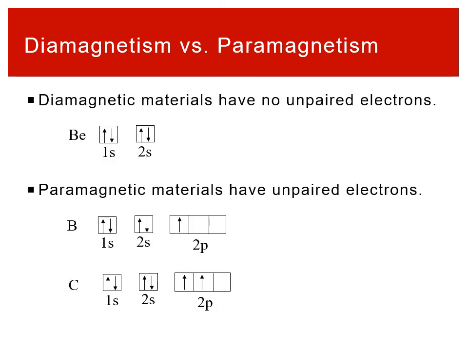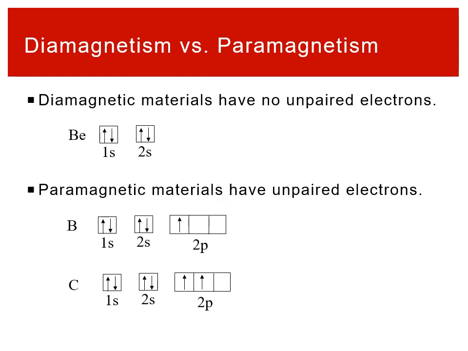And whether or not a material is diamagnetic or paramagnetic is understood based off its orbital diagram. It has to do with whether or not the electrons are paired or unpaired. So if we look at an atom like beryllium, 1s2, 2s2, all of its subshells are full. It has no unpaired electrons in a particular orbital. Beryllium is diamagnetic. If you had a beryllium atom and you put it in a magnetic field, it is repelled by that field. Paramagnetic materials have unpaired electrons.